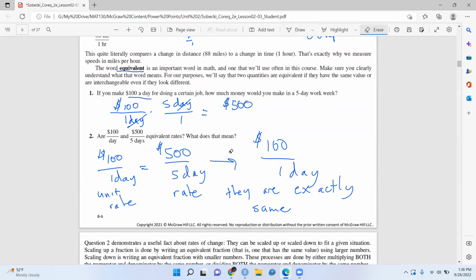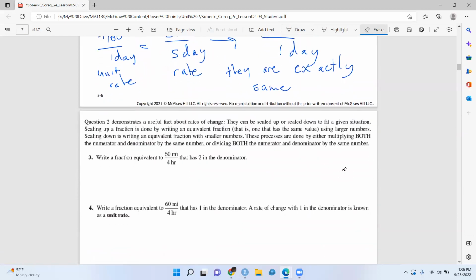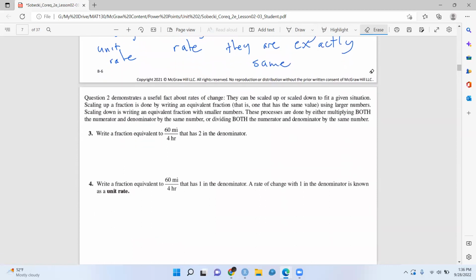All right. What this tells us then is that we can mess with our rates. We can change them as long as whatever we multiply by is 1. In other words, as long as we multiply the top and bottom by the same thing. So this is kind of a cool one. What if we take 60 miles per hour and we want to turn it into however many miles we can do in 2 hours? So we want to change it so that it has a 2 down here. Well, if we divide the top and bottom by the same number, we get 30 miles per 2 hours.